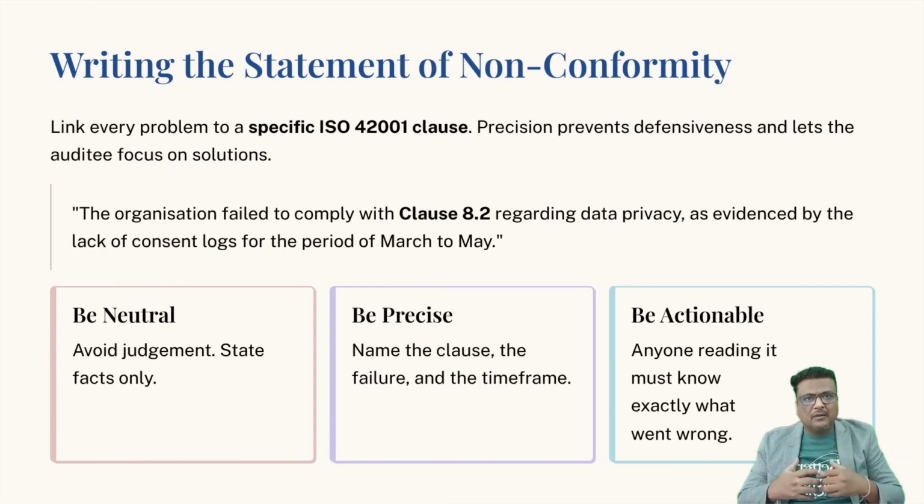A software company in Bangalore has an AI model that doesn't track user consent properly. If I write, the team needs to do better with consent, that is a teacher giving a grade, not an auditor writing a finding. A proper statement of non-conformity clearly links the problem to a specific clause of the ISO 42001 standard. You write it like this: the organization failed to comply with clause 8.2 regarding data privacy as evidenced by the lack of consent logs for the period of March to May. It is a neutral, precise statement that anyone can read and understand immediately. It tells the auditee exactly which rule was broken and what the specific failure looked like.